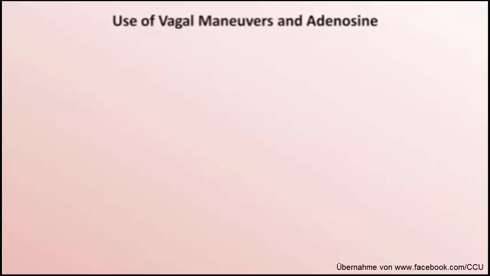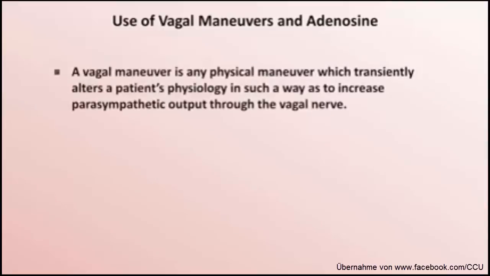There is one more aspect to making an accurate diagnosis to review: the diagnostic use of vagal maneuvers and a medication called adenosine. A vagal maneuver is any physical maneuver which transiently alters a patient's physiology in such a way as to increase parasympathetic output through the vagal nerve.